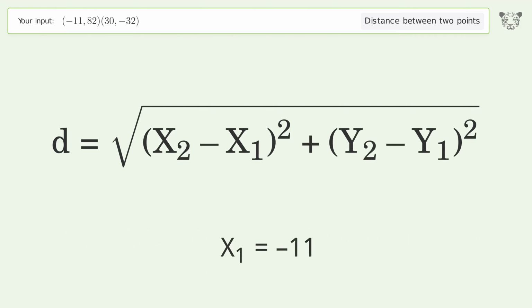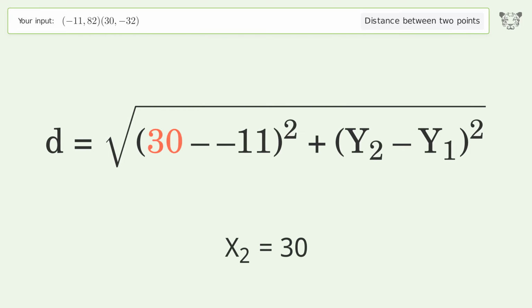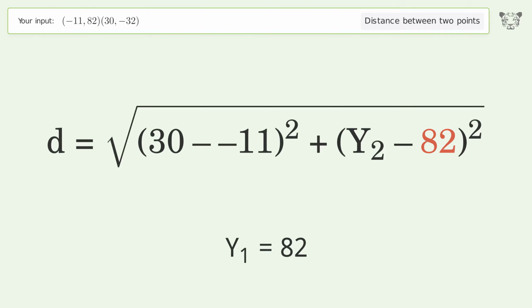x1 equals -11. x2 equals 30. y1 equals 82. y2 equals -32.